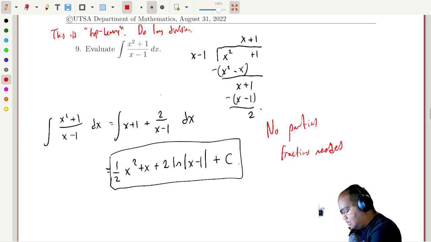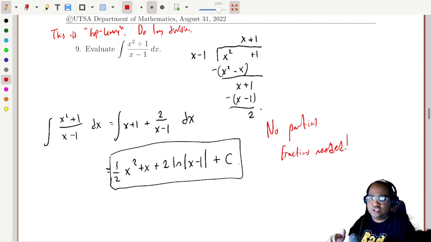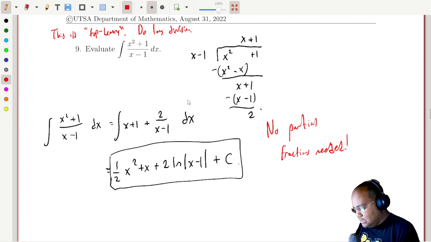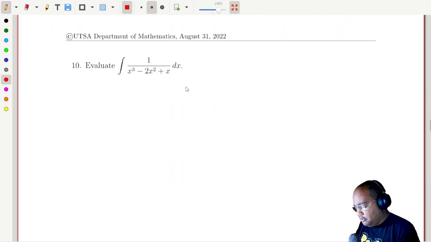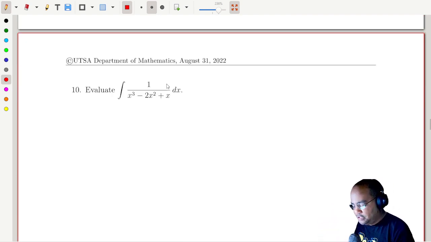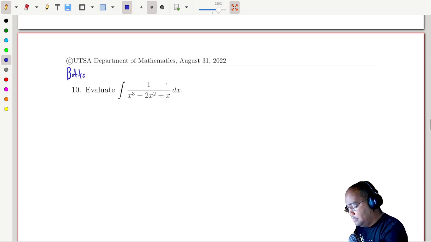Now, I want you all to please go back and watch those partial fractions video series. That describes how to do the partial fractions decomposition and, in advanced examples, when to actually do the partial fraction decomposition. Now let's move on to our next one here. This is an example of one where we have to do a partial fraction decomposition. We have 1 over x cubed minus 2x squared plus x in our integrand. This is bottom heavy.